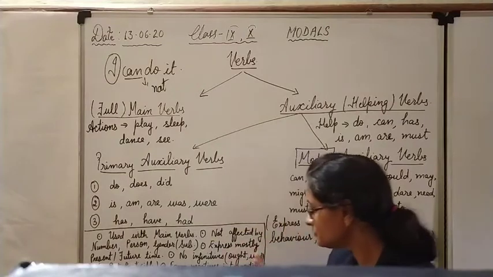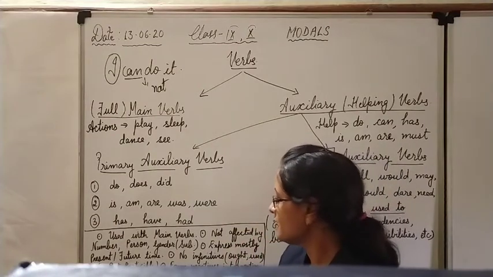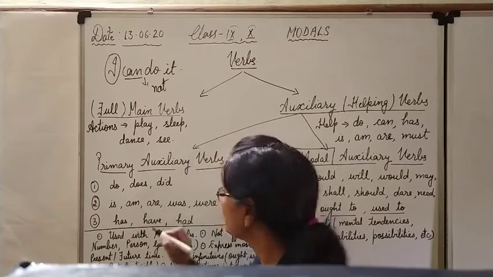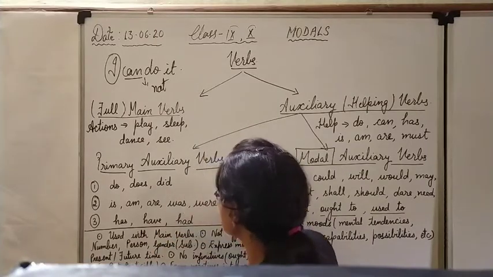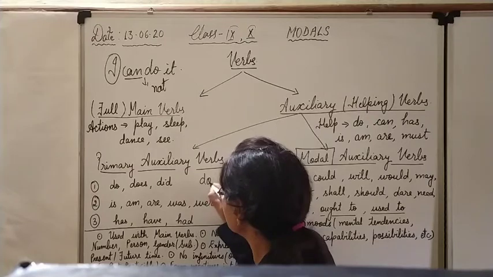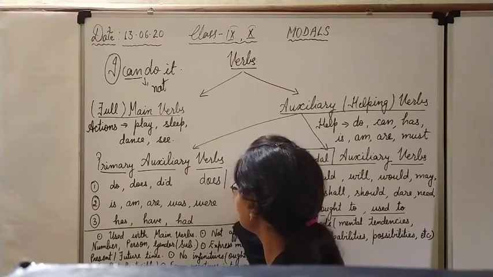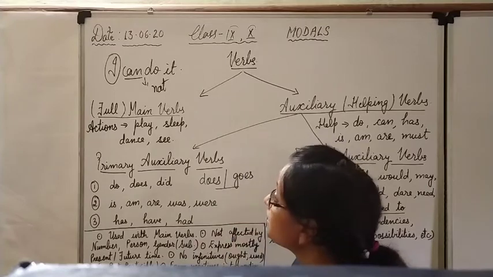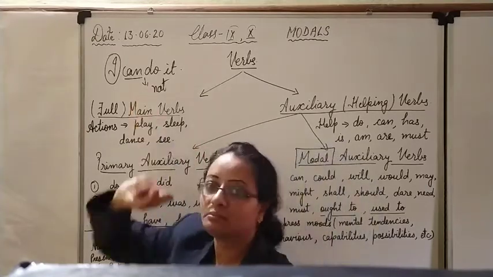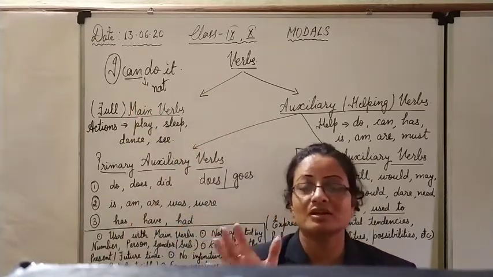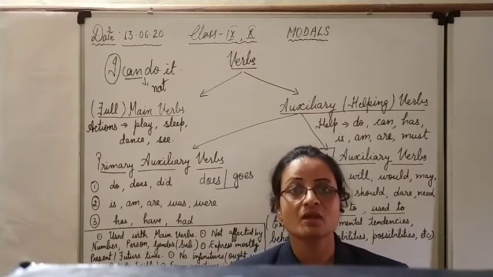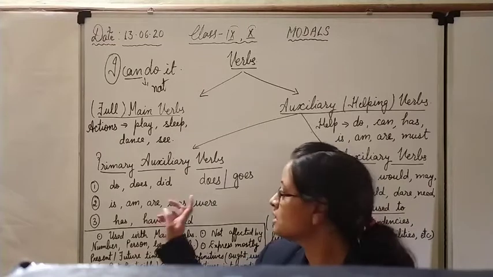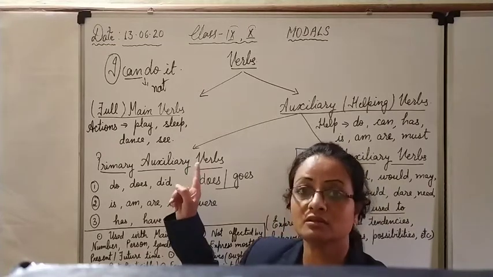So these are all the rules. One more is there: S or ES is not added with them. Like do, in the primary auxiliaries, you can add does. In the main verb you can add goes, plays, sleeps. But in the modal auxiliaries, or these helping verbs, S or ES cannot be added. They will take their original form. S or ES will not be added with them.